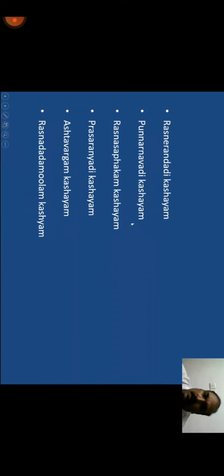These can be used for facet joint arthropathy. Rasnerandadi Kashayam, Purnavadi Kashayam, and Rasta Dashmula Kashayam have a very good effect on facet joint arthropathy. You can use them in various degrees. If you have Pitta Bandha, you can use Rasnerandadi. Abhan Bandha, you can use Purnavadi or Rasta Dashmula.